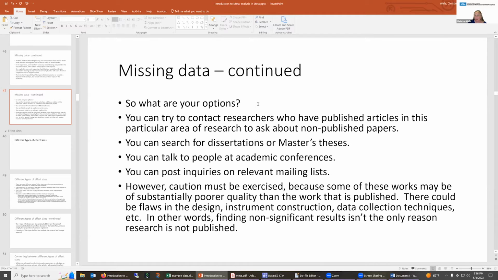Again, you need to be careful here because we don't want to include low quality research. And sometimes the reason the research wasn't published is because it was low quality, not necessarily that it didn't find statistically significant results. It's just that something went wrong, or, hey, this happened in the middle of the study, whatever, and it's not publish worthy. So maybe it shouldn't be in your meta-analysis, but that's stuff you need to think about, okay?